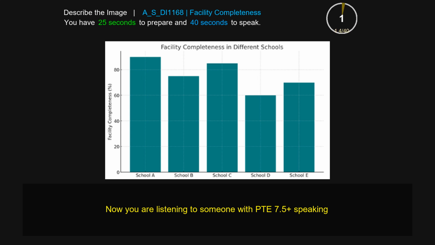This bar chart gives information about facility completeness in different schools. The x-axis presents the schools, School A, School B, School C, School D, and School E, and they are colored with green. From the picture we can see School B has a higher value, which is 75%. The highest point is in School A, which is 90%. Moreover, the lowest one is School D, just 60%. To sum up, this image tells about the facility completeness in different schools.